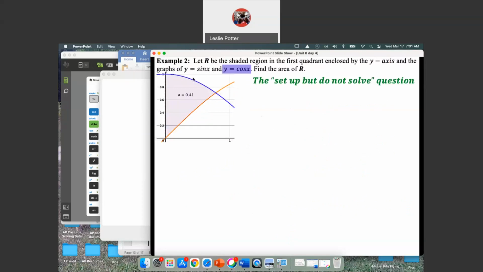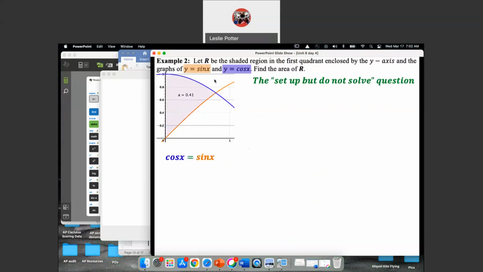So we know cosine is the bigger function, sine is the littler function. We need to find this point of intersection without a calculator, because we're enclosing this region, which means it starts here on the y-axis and ends wherever they cross. And wherever they cross is where the values are equal. So you have to know enough about the unit circle to realize that cosine and sine have the same value when x is pi over 4. That represents our upper bound, the right-hand side of the shape. So to set this up, our area becomes the integral from 0 to pi over 4 of cosine x minus sine x dx.